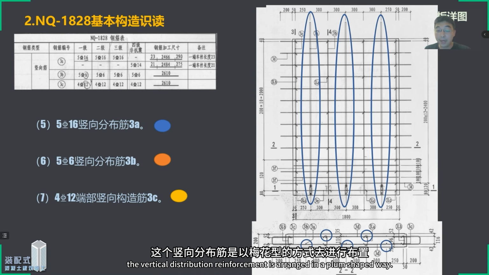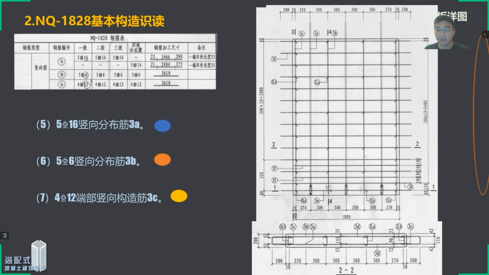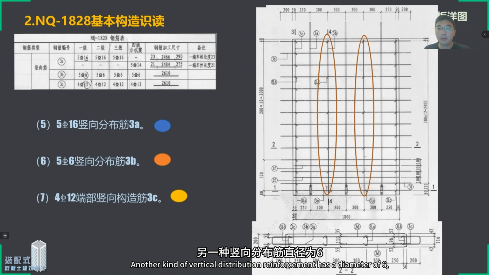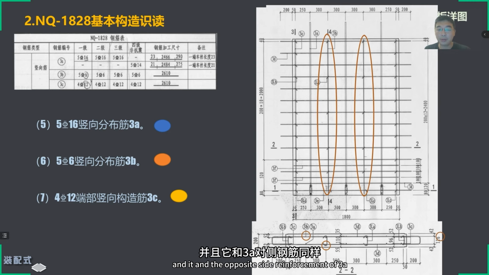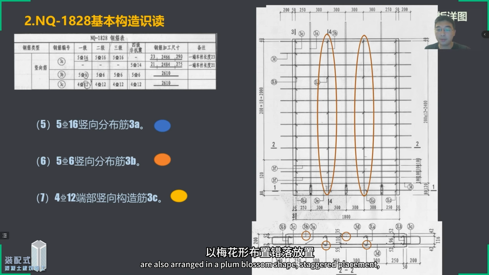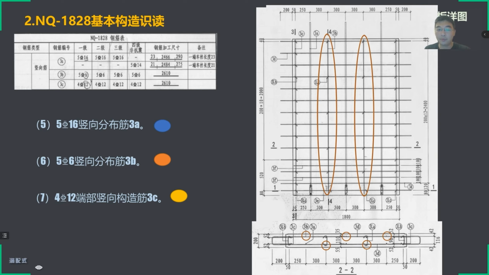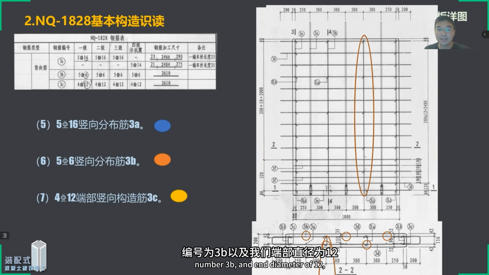We can see that the vertical distribution reinforcement is arranged in a plum-shaped way. Another kind of vertical distribution reinforcement has a diameter of 6, and its number is the same as that of our 3A reinforcement. And at the end, the opposite side reinforcement of 3A is also arranged in a plum blossom shape, staggered, with number 3B and an end diameter of 12.